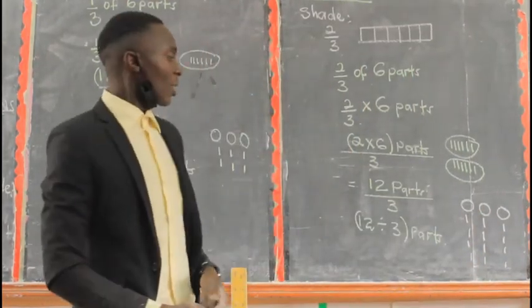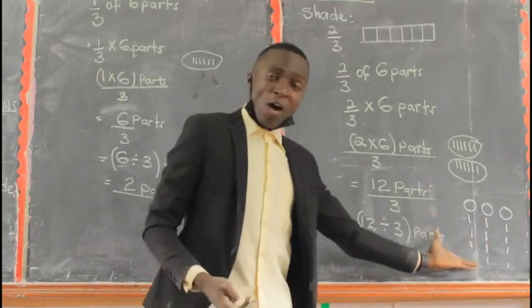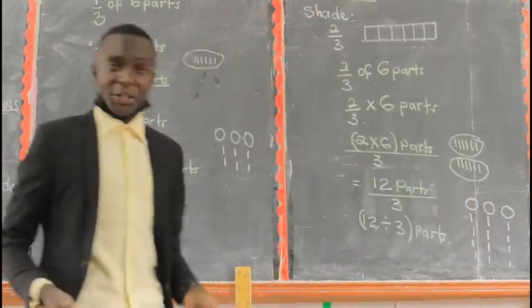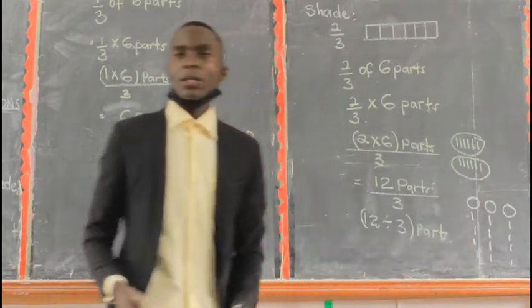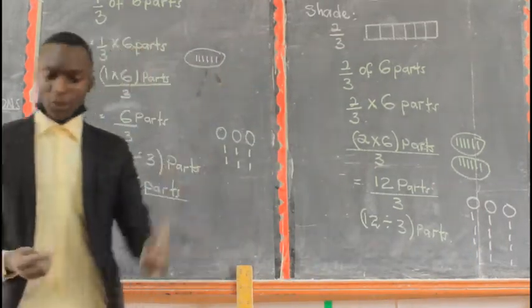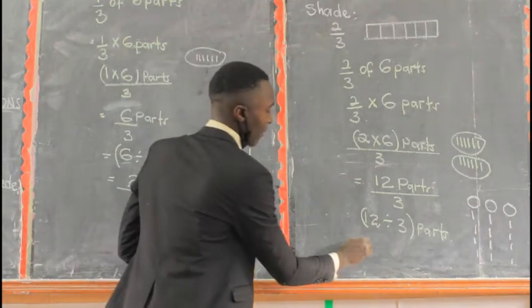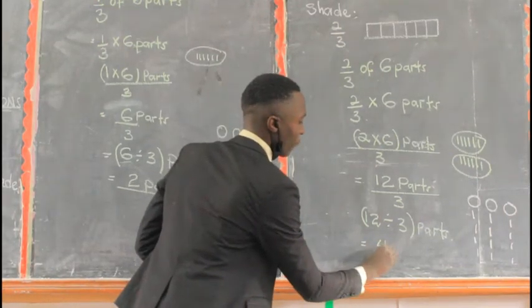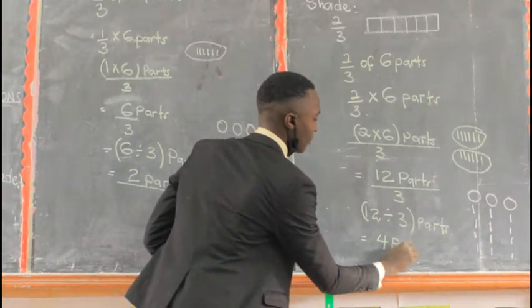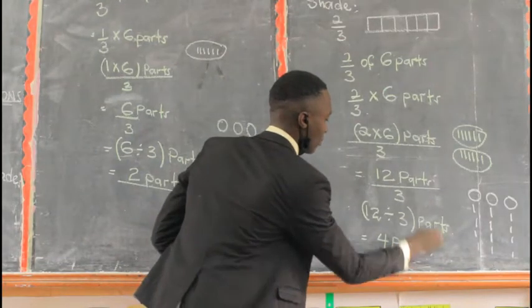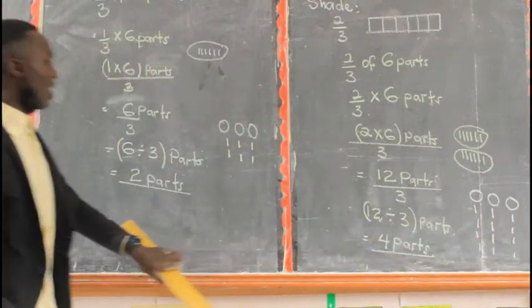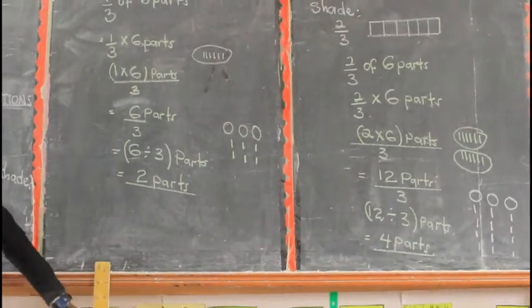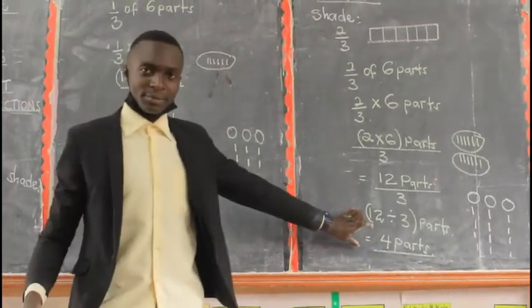How many sweets are shared by each and every child? So let's count. 1, 2, 3, 4. So each child gets 4. So it means therefore our answer is equal to 4 parts. 4 parts. That is our answer. 4 parts. You don't leave your answer there.